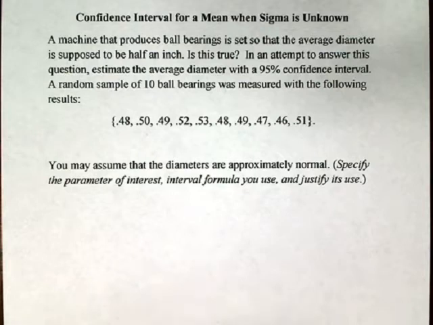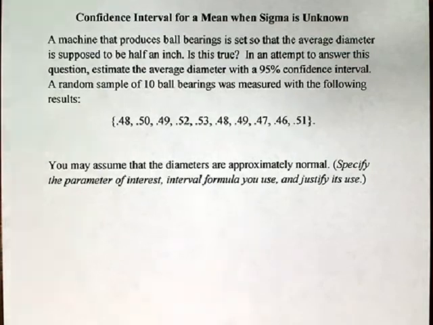Okay, let's assume that the diameters are approximately normal. This may be a realistic assumption. If we know something about this machine and how it produces ball bearings, this actually may not be too far-fetched. We could also check this assumption by looking at the histogram of the data. That's one way to look at it, or we could look at the box plot of the data to see if those are symmetric, and then that might lend to the assumption of a normal population.